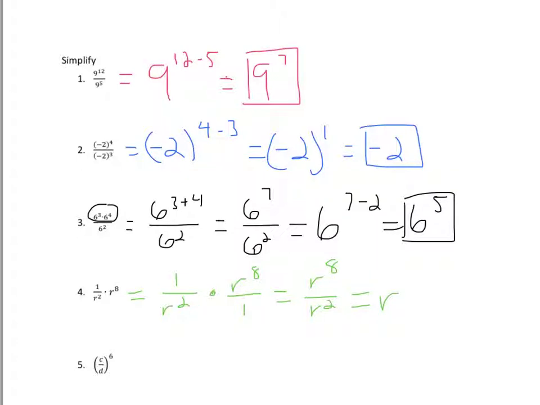Remember that you have to have the same base. You have to have both be r, or both be 6, or both be -2, or whatever it is. They have to be the same base in order to use your quotient of powers rule. Because they are the same base, you keep it as r to the 8 minus 2 power, which is r to the 6th. Just like that. 4 more examples for you.